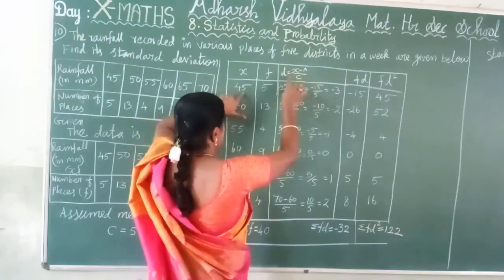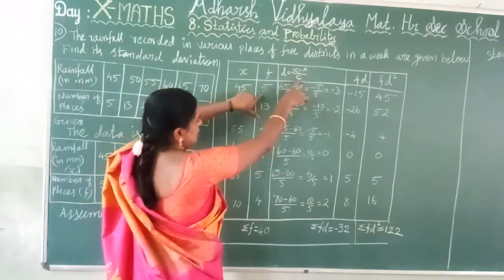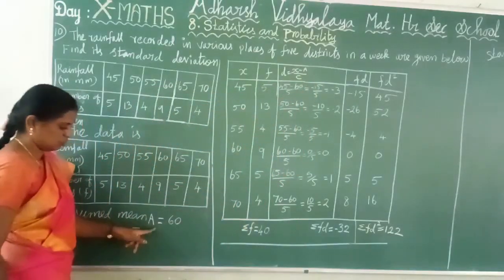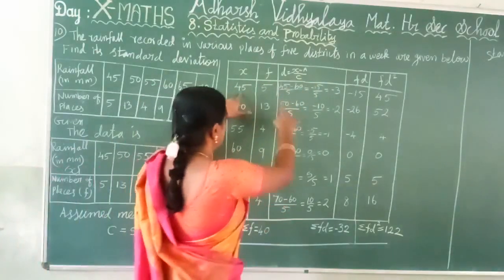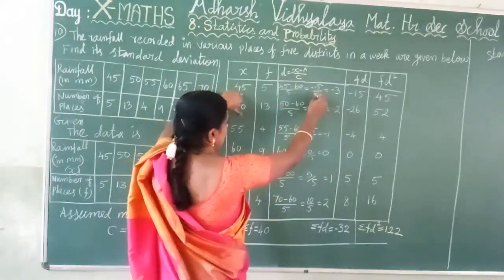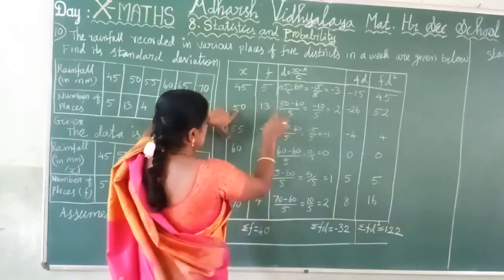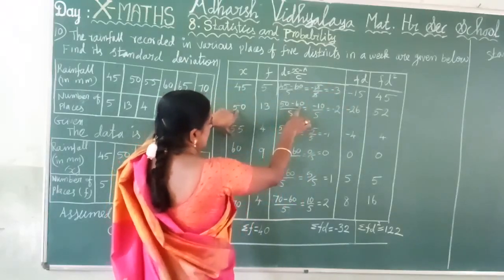X is the given data. 45 minus A, 60, by this C, answer 5. So A is 60, C is 5. So 45 minus 60 by 5. 45 minus 60 is minus 15 by 5. 1 5 is 5, 3 5 are 15. So minus 3.